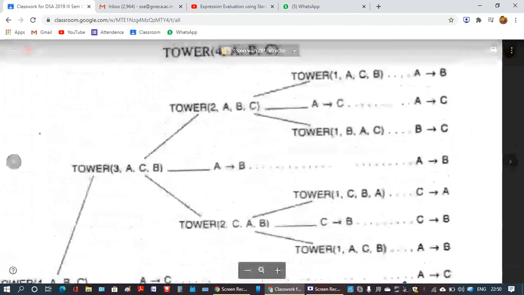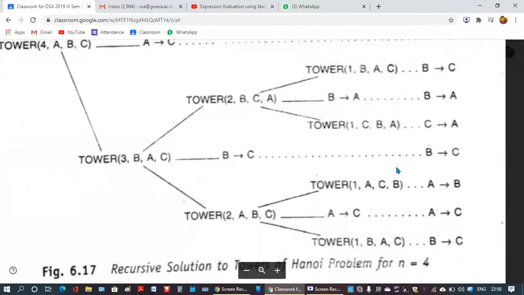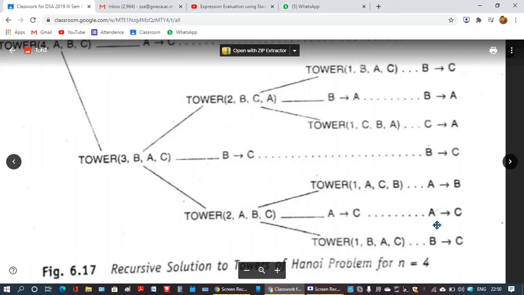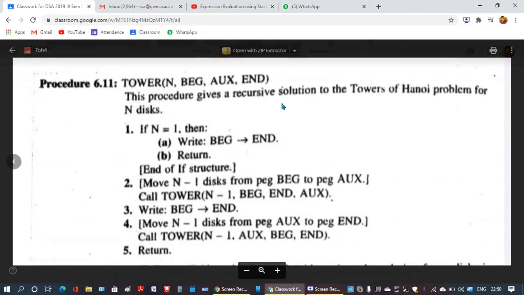So if you read from top to bottom, you will find this is the list of the solutions. So this is the solution for n equals 4. In this manner, recursively you can solve the Tower of Hanoi problem. Here your algorithm is given in your book. So you need to understand this algorithm and reproduce it if asked in the exam.